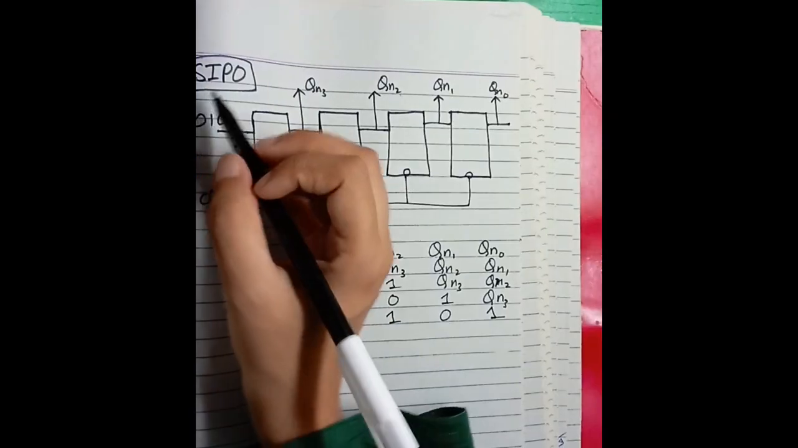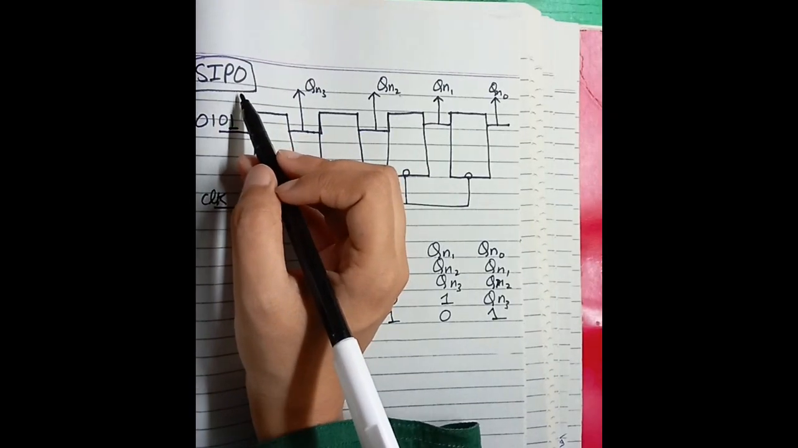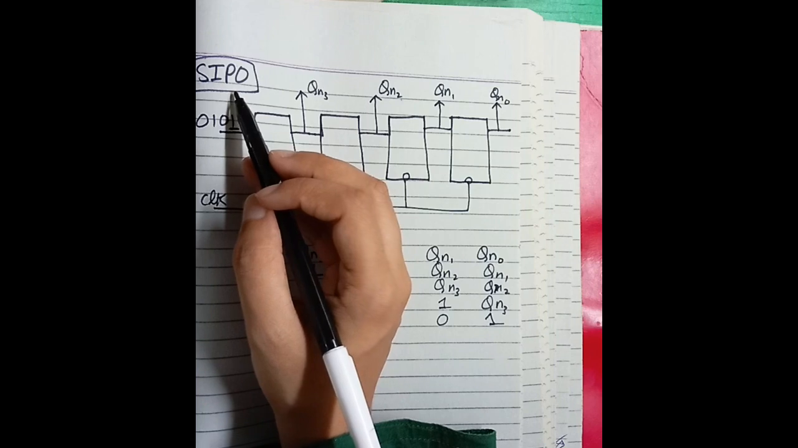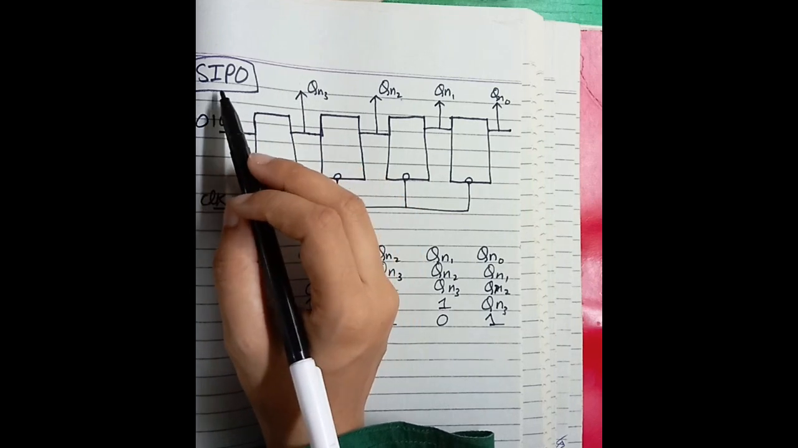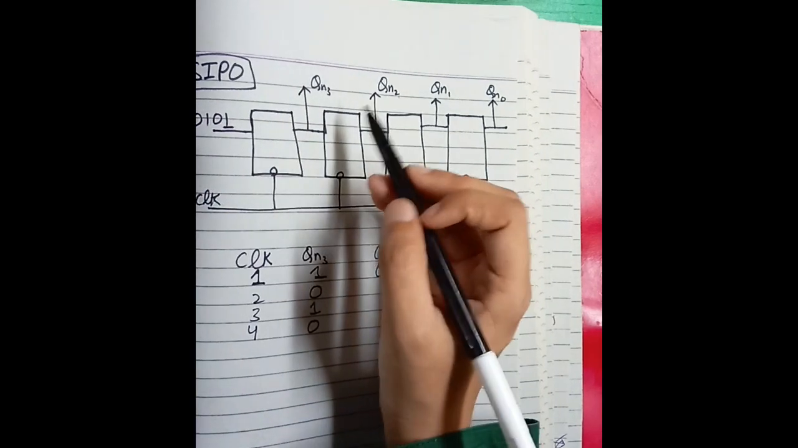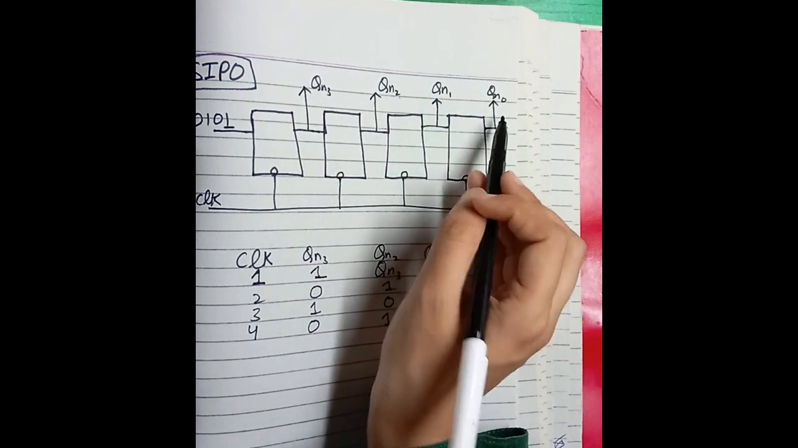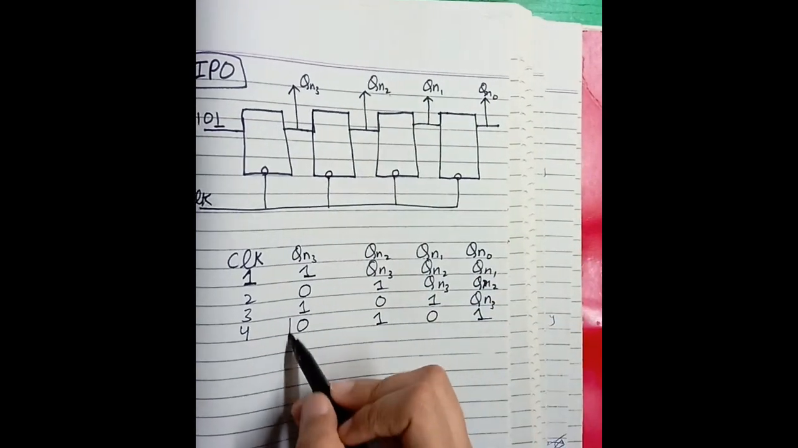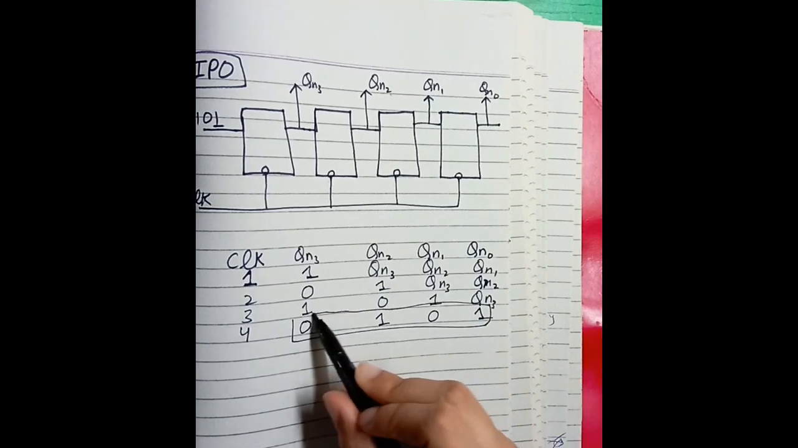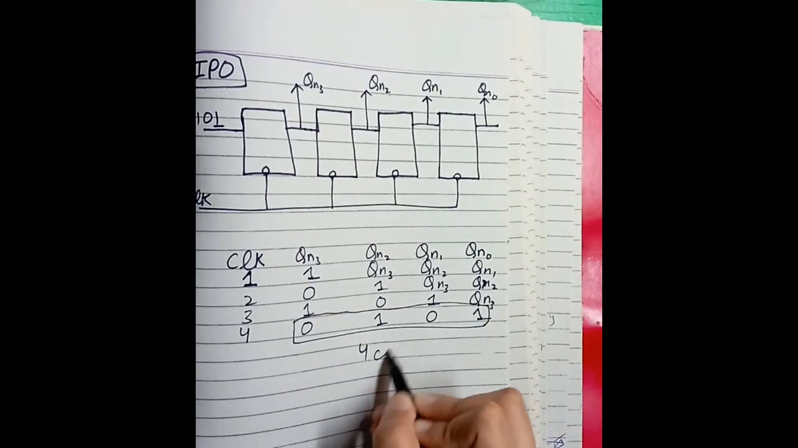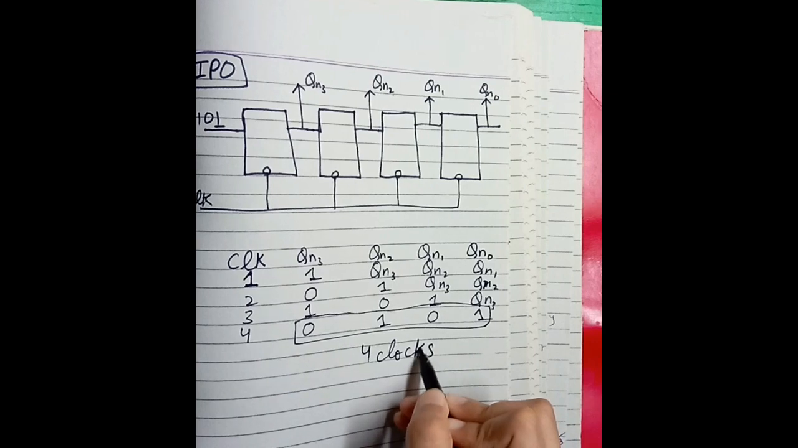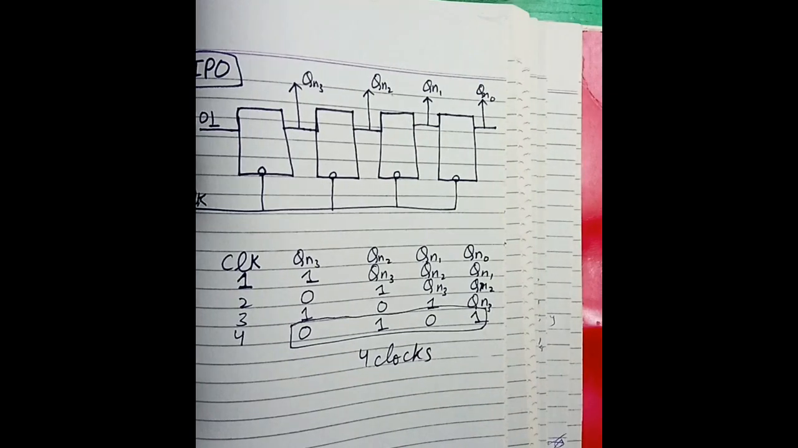Now we have all values 0, 1, 0, 1 as the output on the 4 clocks. As it is serial input parallel output, it is different from serial input serial output. As we have the parallel output, we get all these values in parallel as our final answer. On the 4 clocks total, we get our output. It is faster than the serial input serial output register.